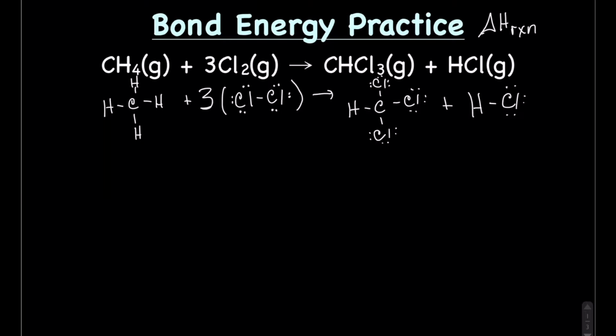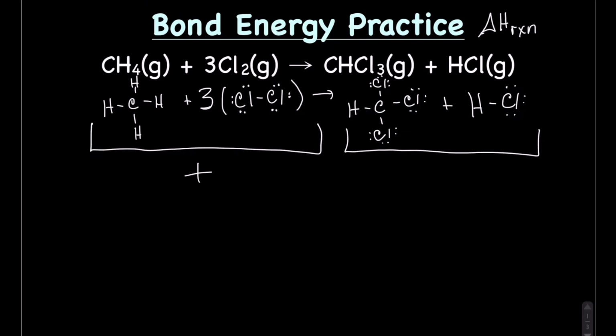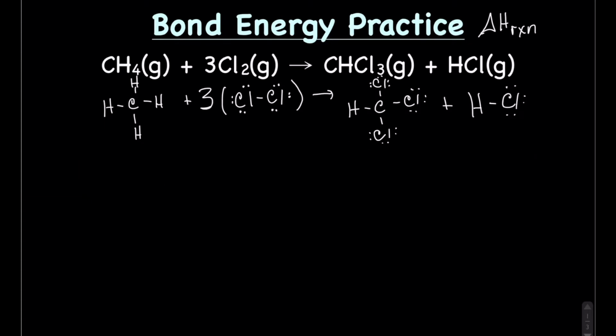All right, so now we can start calculating delta H. So what we're going to be looking at is how much energy was used or added to break the bonds on the reactant side. Compare that to the amount of energy released, which would be negative on the product side, and figure out the overall change in energy of the reaction. All right, so let me get rid of that.